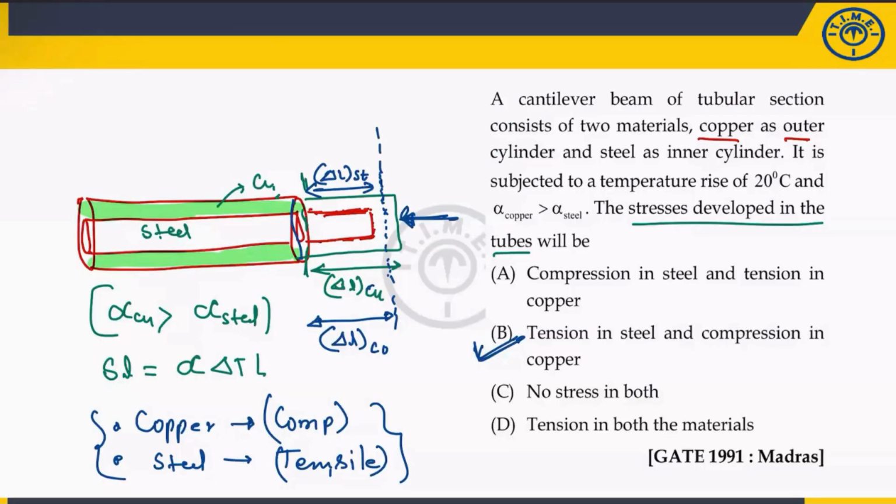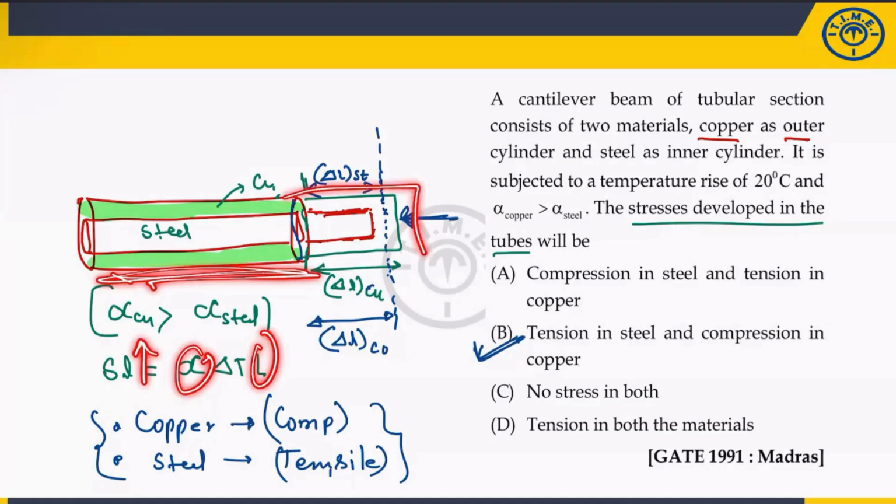Okay, sir, you are saying as per the question only. According to the question, alpha copper is greater than alpha steel. Yeah, it is given. Then if alpha copper is more than alpha steel, it will expand more, no? What is the change in length? Alpha delta T into L. Delta T is constant for both of them, and length is also the same for steel and copper. So if alpha is more, it will expand more, no?